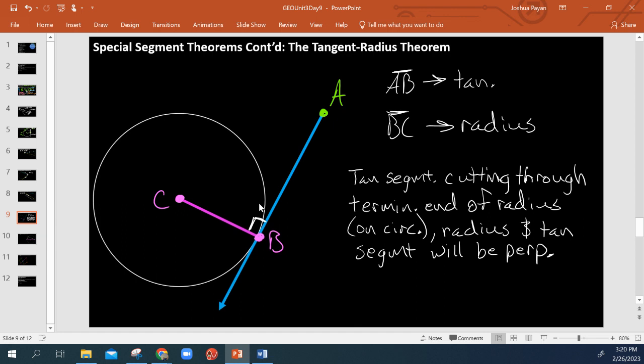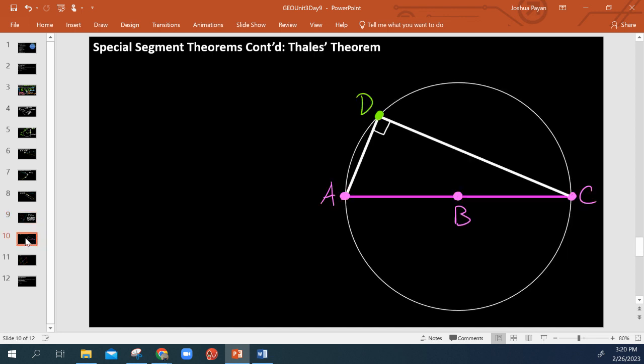There are other things that go to this, but we're not going to get into all that. I'll keep this one simple. And then we have one that we've already seen previously, just as a little project, Thales' theorem. Thales' theorem simply says if I have a diameter AC, then the triangle formed by any point on the circle, so if we just connect it with a third point like this, will always form a right triangle.